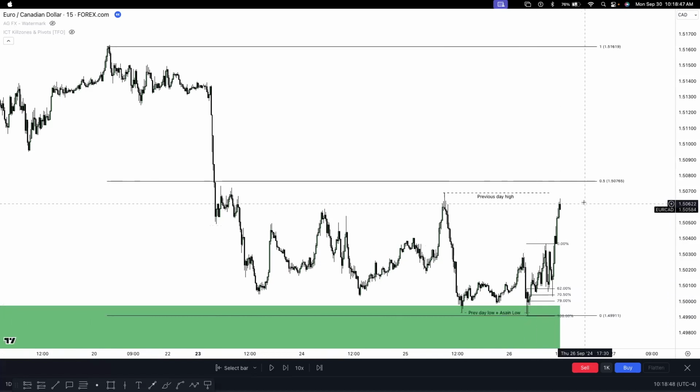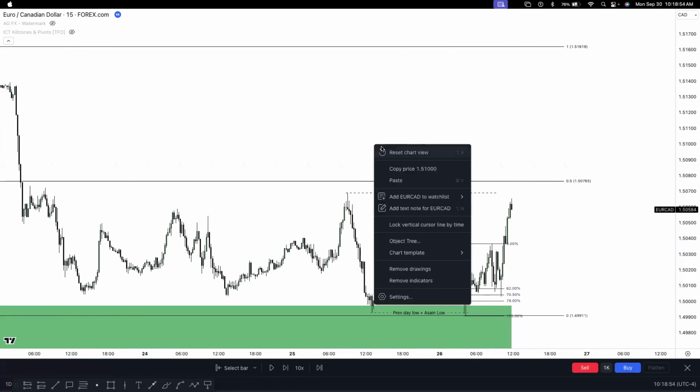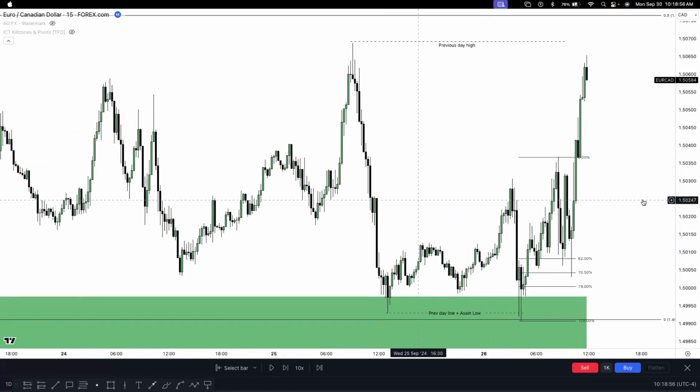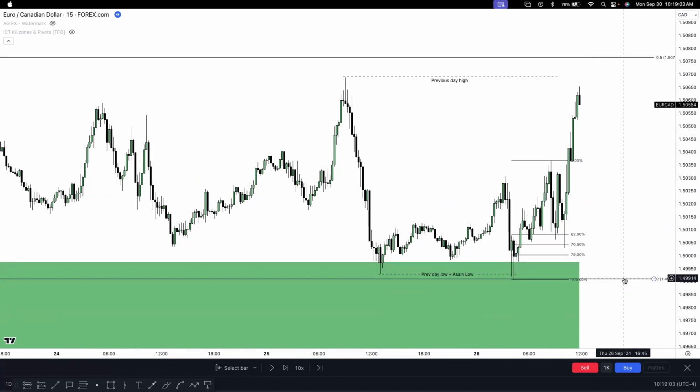We are below the equilibrium, so we're going to be looking for long positions, and our model formed here, making it more extra confluences. So this right here, guys, this is the first example of a Thursday one shot, one kill strategy. So let's now go into the second example.